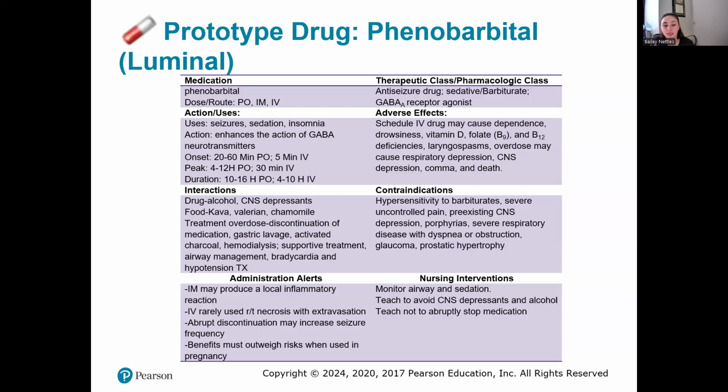So with our CNS depressants, we know that we have to watch out for falls. Safety is a really big deal, making sure our side rails are up and all of those things, especially if our patient's new to seizures. We've talked about how we need to have our side rails up to avoid falls, seizing and falling off the bed and hurting our head.